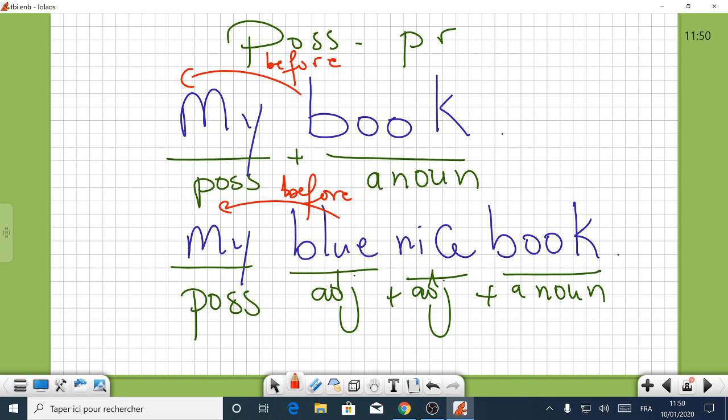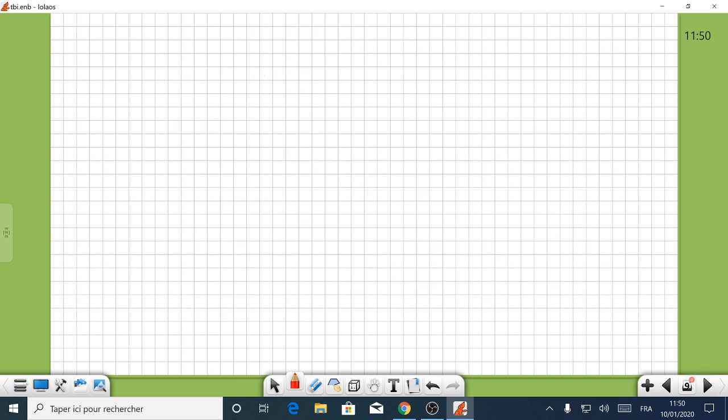So before a noun, we find a possessive pronoun. So we say possessive pronoun plus adjective plus another adjective plus noun. So in general, possessive pronouns can function just with nouns or with adjective plus nouns. And in the end, these adjectives are there to describe the noun itself.